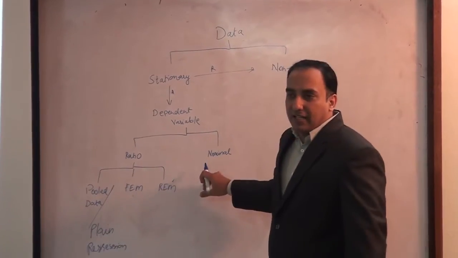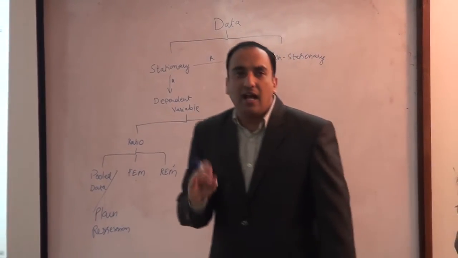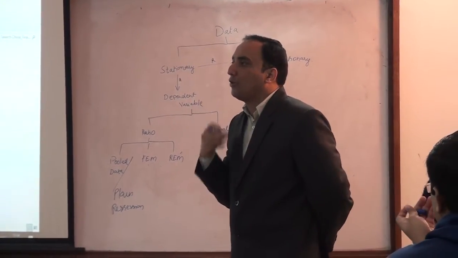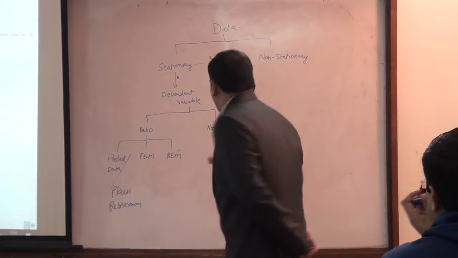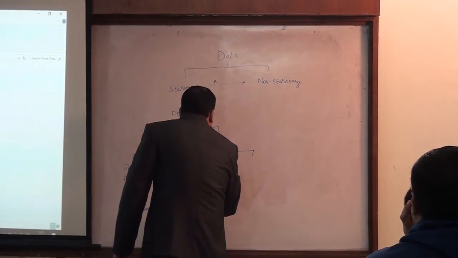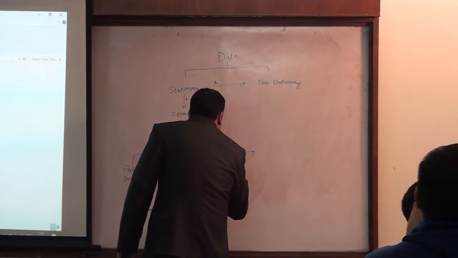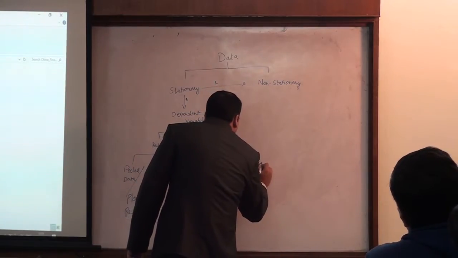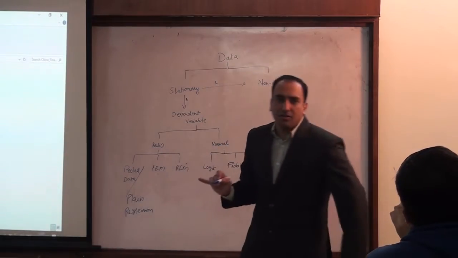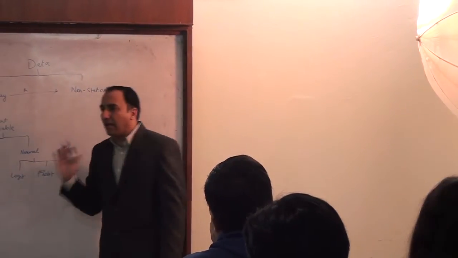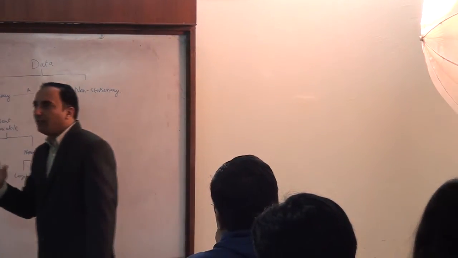If it is nominal data, then there are three basic types of models which have been proposed. One is logit, one is probit, and one is tobit. Were some of these discussed? No. Okay, no issue. Just for the time being, go with the flow. We will understand one at a time what is happening.